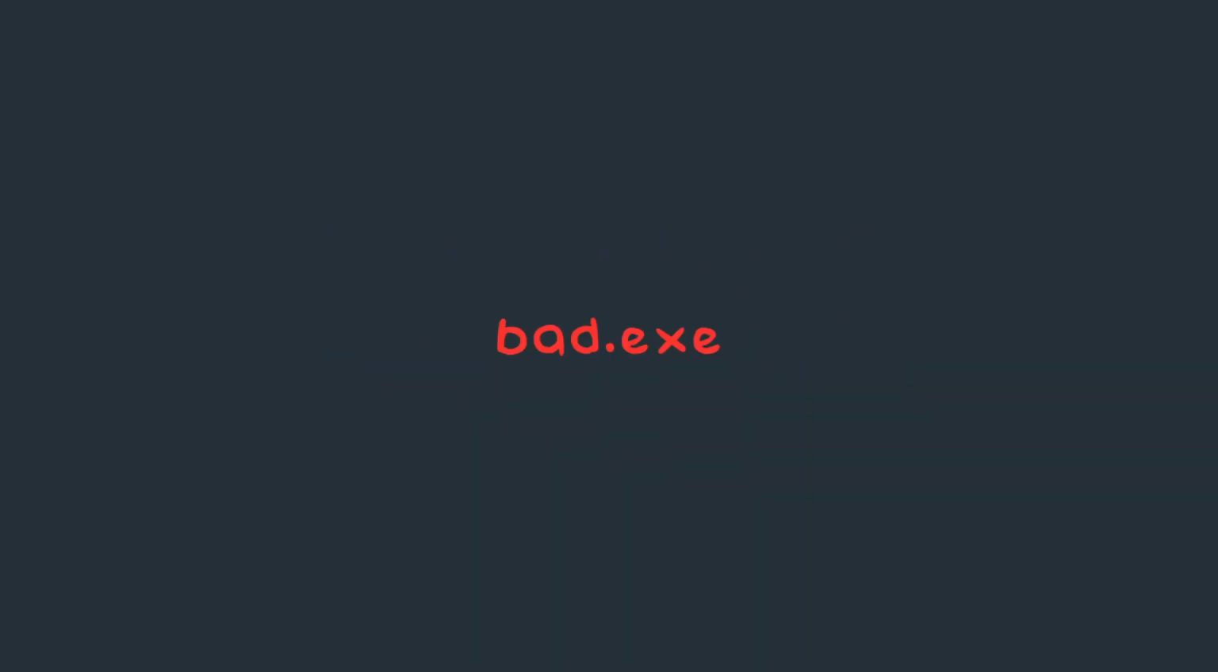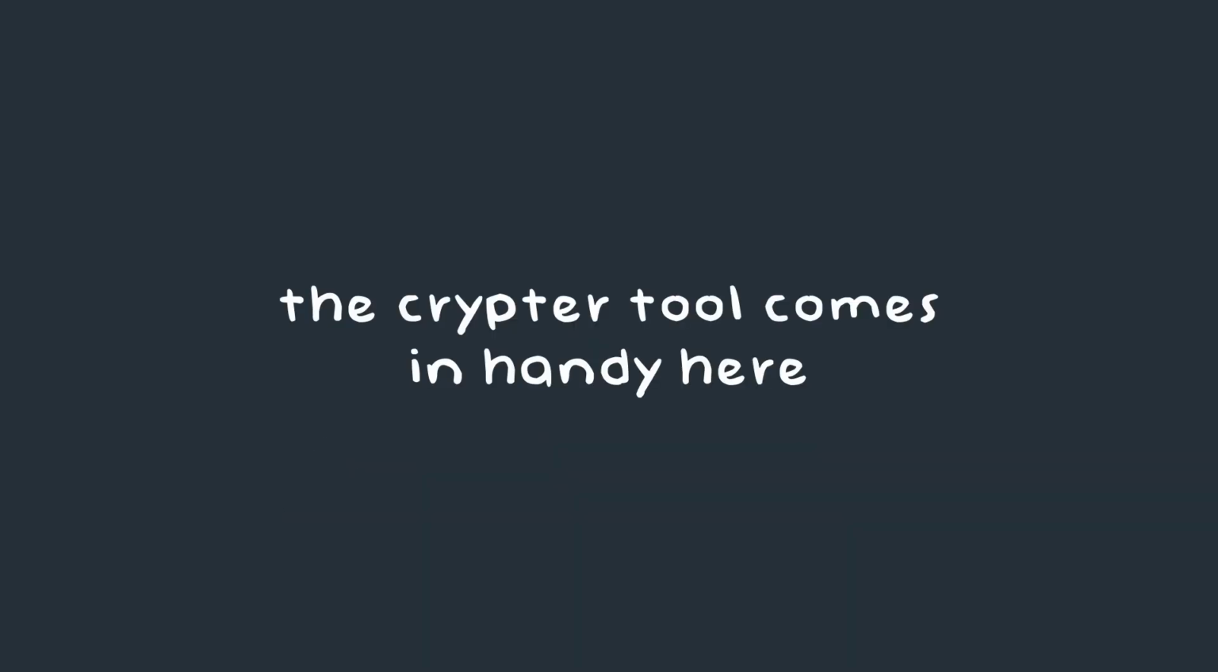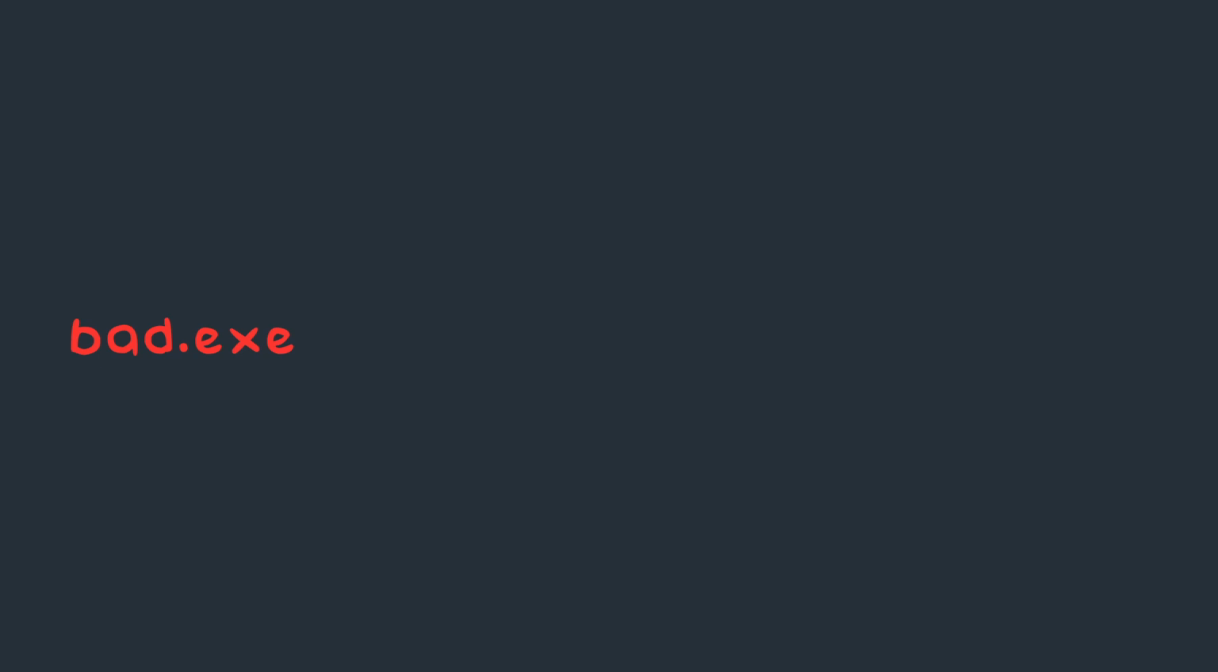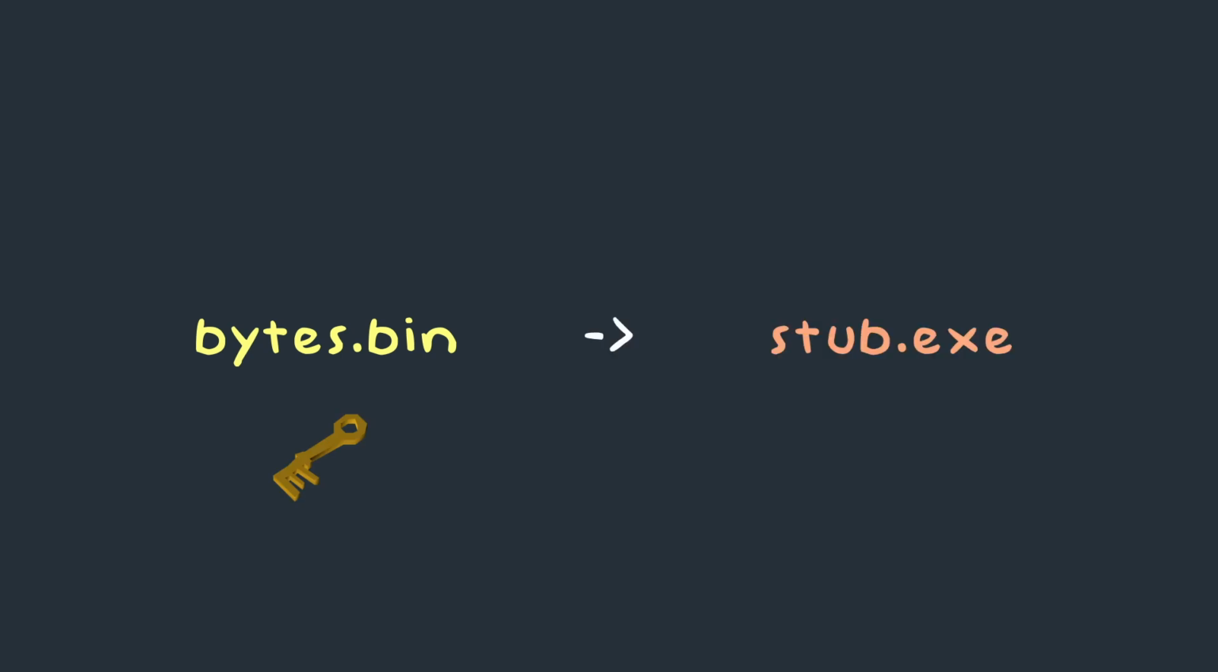So here you have the malicious executable. The hacker does not want the antivirus on the target device to detect it, so the crypter comes in handy here. The original executable, in a two-step process, is encrypted with a cipher like the Advanced Encryption Standard 256, or AES-256, which is symmetric encryption. A key will also be generated by the crypter. The encrypted executable will be in the form of raw encrypted bytes. Next, the hacker or red teamer will load the encrypted payload and key into a file called a stub. The stub is what is run on the target machine.